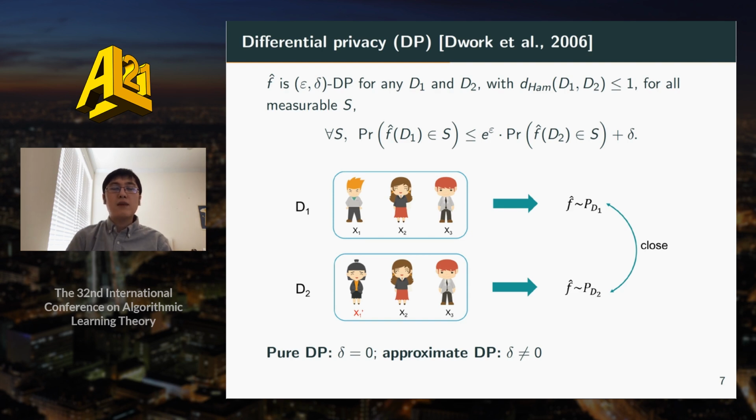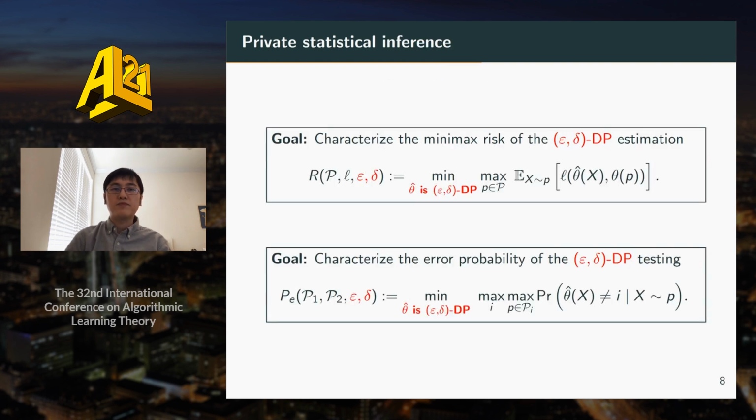We say a randomized algorithm, here our tester or estimator f hat, is (epsilon, delta)-DP if for any neighboring datasets D1 and D2, where neighboring means they differ at only one place, and for any event S, the probability of f hat(D1) in S and the probability of f hat(D2) in S are similar. When delta is 0, we name it pure DP, and when delta is not 0, we name it approximate DP.